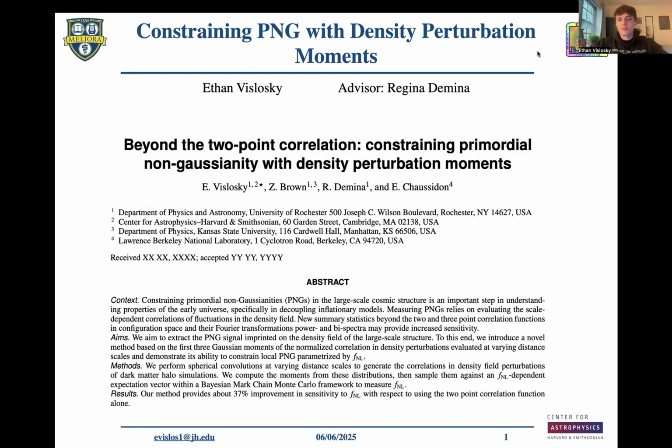I'm a recent graduate from the University of Rochester, currently working at the Center for Astrophysics for the year, and will be starting my PhD at Johns Hopkins this fall. So today I'll be presenting my work with my advisor Regina Demina, as well as co-authors Zachary Brown and Edmund Chosedon, and our new method for constraining primordial non-Gaussianity by taking the moments of density perturbations. And we have a paper coming out along with this soon.